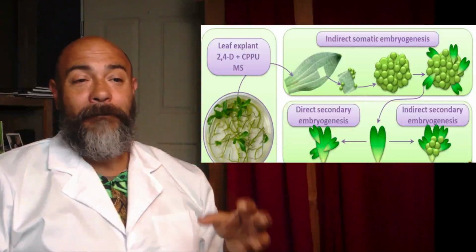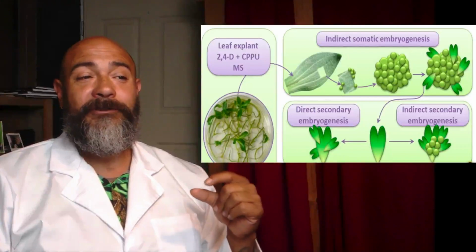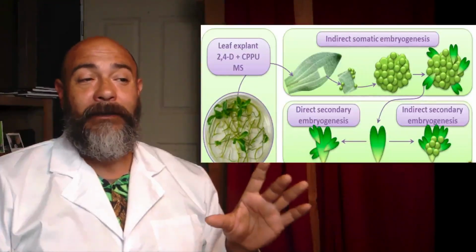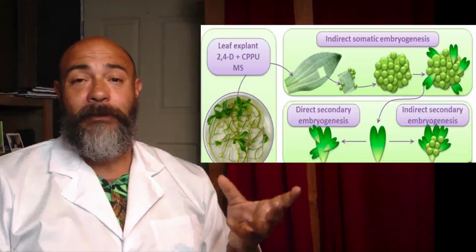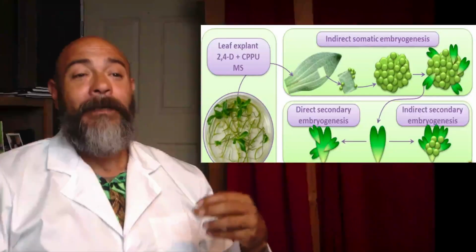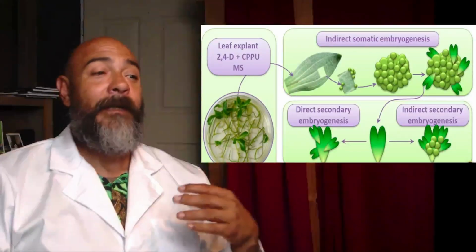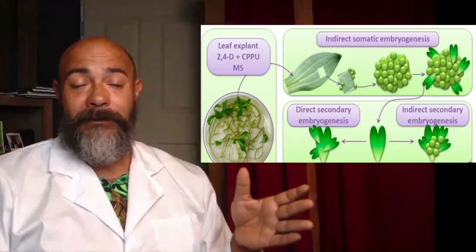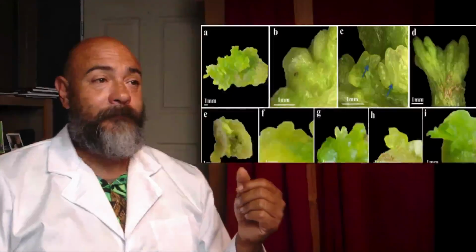Now from that point, you can take the hearts off individually, okay, and you can go through direct secondary embryogenesis or indirect. If you go with indirect, you're putting it right back into another callus media, and it will either grow callus or it'll grow more shoots. If you put it into a multiplication media, you'll end up growing more of the plantlets to grow out.